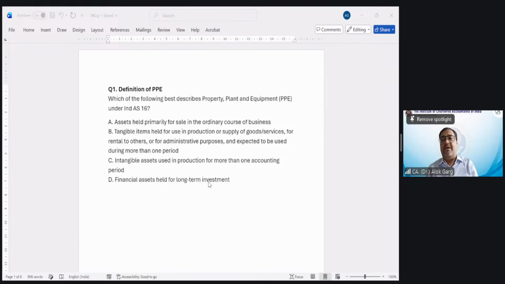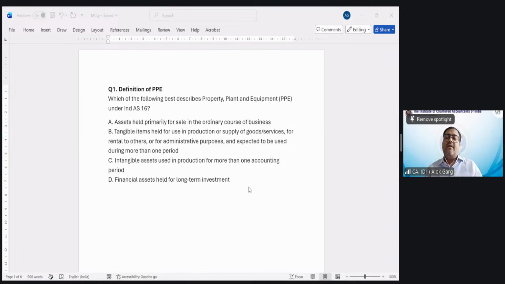Then we discussed the measurement part, and we discussed that the measurement is at cost. Cost includes purchase price plus non-refundable taxes plus import duty minus trade discount and rebate plus directly attributable cost plus initial estimate of dismantling and decommissioning cost. Then we did some questions about cost, and discussed deferred payment credit. In case of deferred payment, the PPE has to be capitalized at the cash price equivalent, and when the amount paid is more than the cash price equivalent, the differential will be charged as interest.